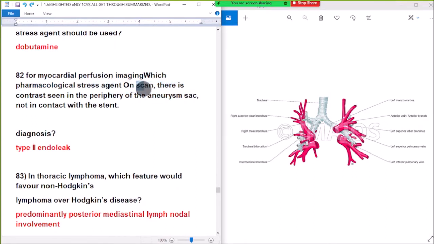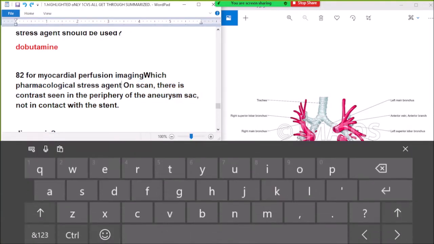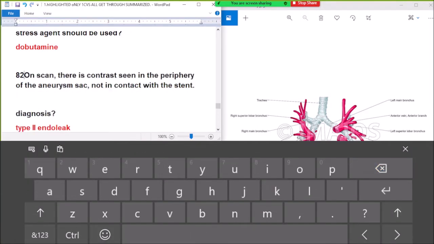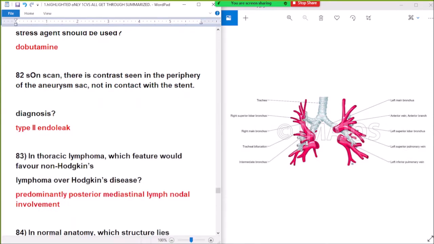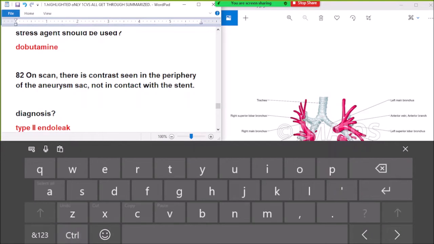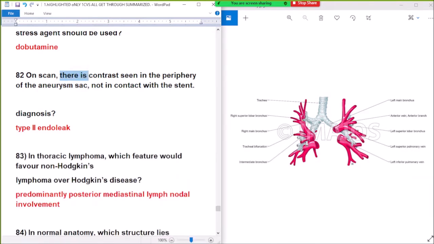On the scan, there's contrast in the peripheral aneurysmal sac, not in contact with the stent. Diagnosis: type 2 endoleak. Okay. On scan, there is contrast in the peripheral aneurysmal sac, not in contact with the stent. Diagnosis: type 2 endoleak.